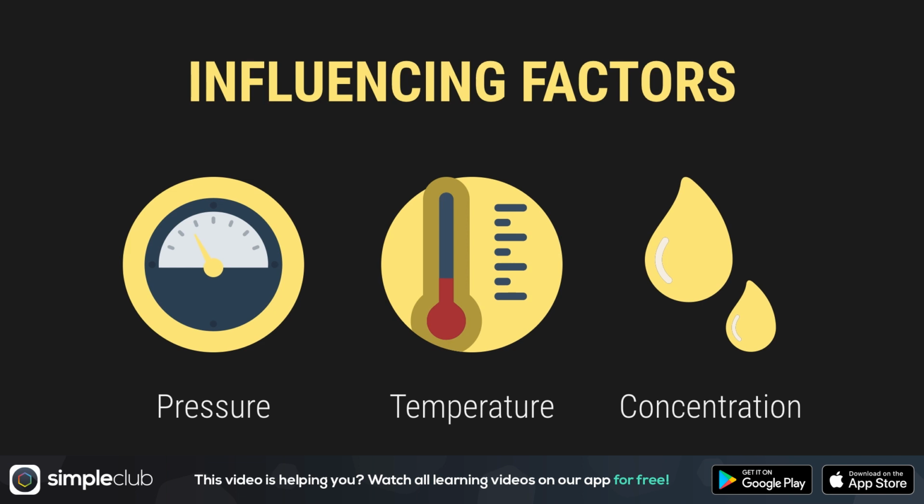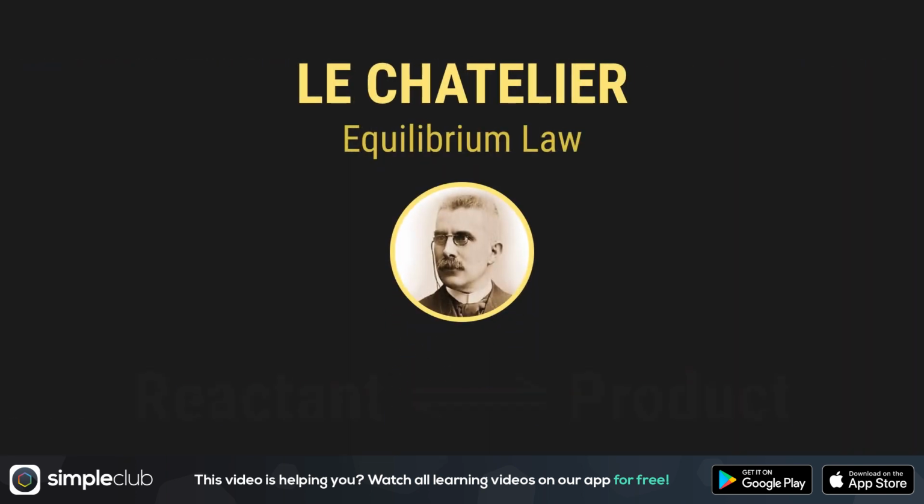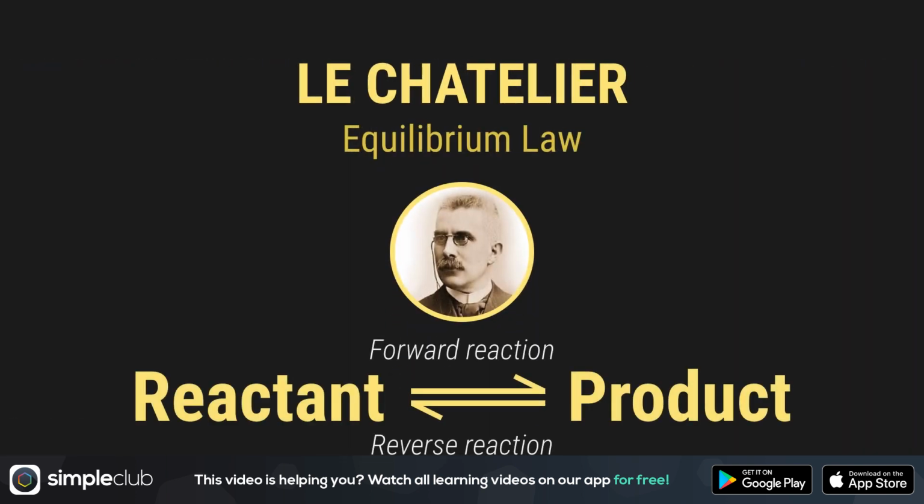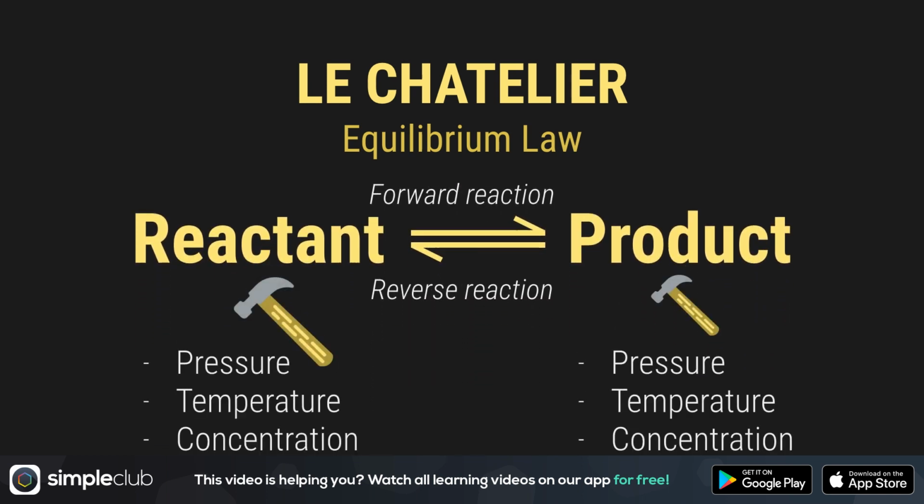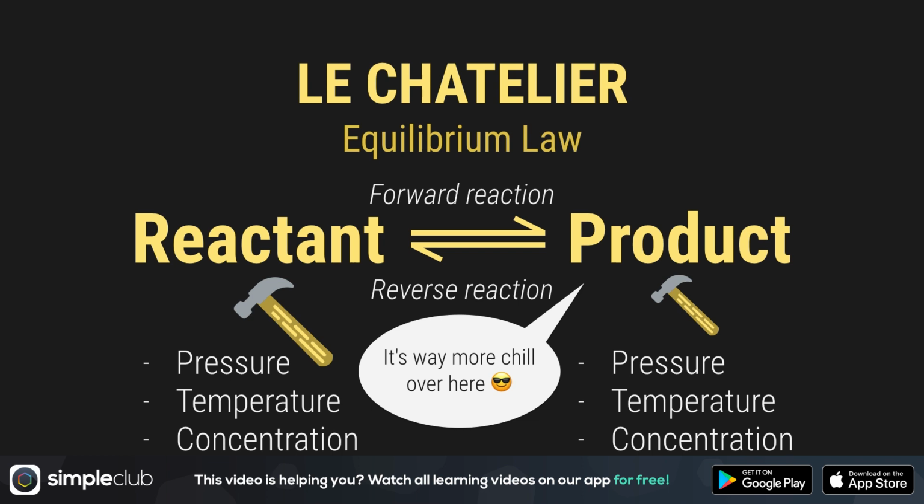All this comes from the work of Henri Le Chatelier, and that's why it's called Le Chatelier's principle, or the equilibrium law. This is because equilibrium avoids disturbances or stress as much as possible. If pressure, temperature, or concentrations cause more stress on one side of the reaction than on the other, then the equilibrium falls back to the more chilled side. Let's have a look at the influencing factors in detail.